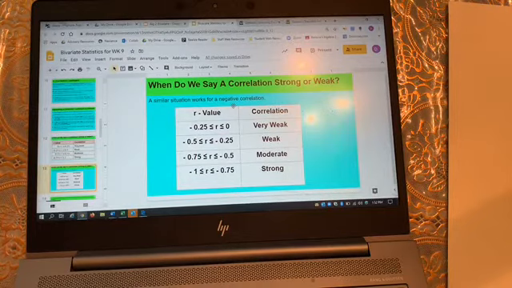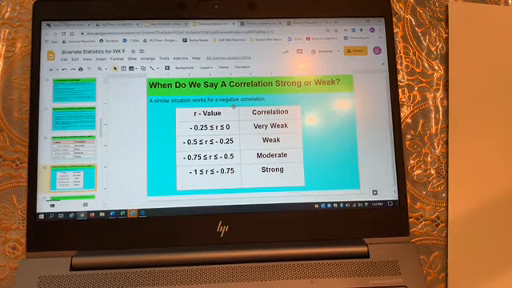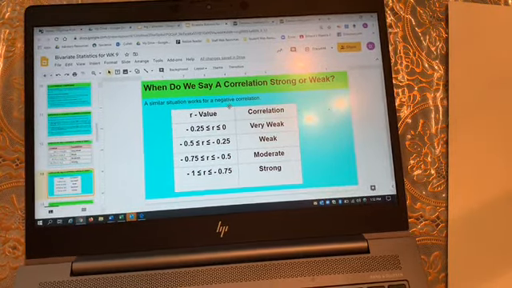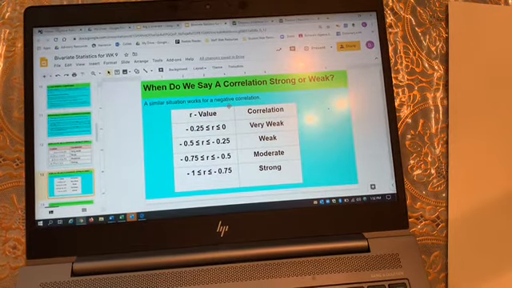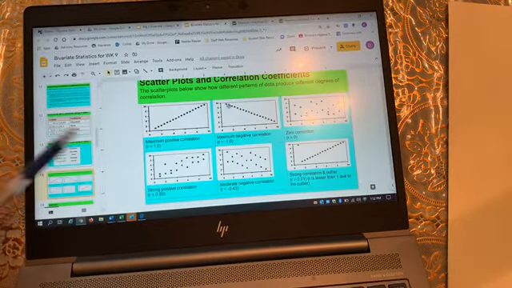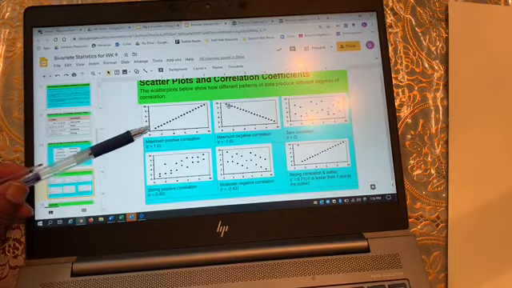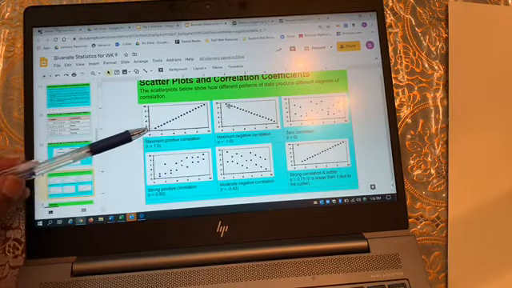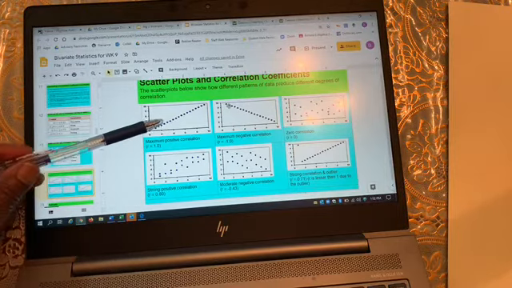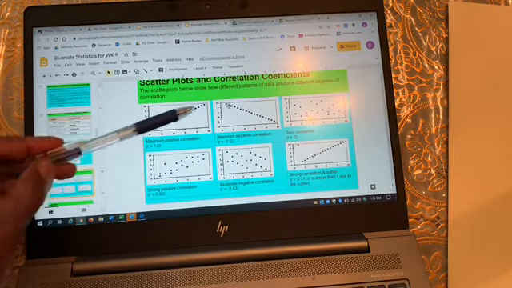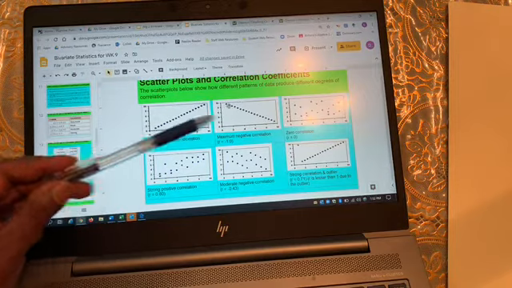Okay, correlation coefficient R tells you how much variables are related. It gives you a quantitative measure of the relationship between quantities. This can show you the scatter plot and correlation coefficient. This is 1, perfectly maximum positive correlation. This is maximum negative correlation.